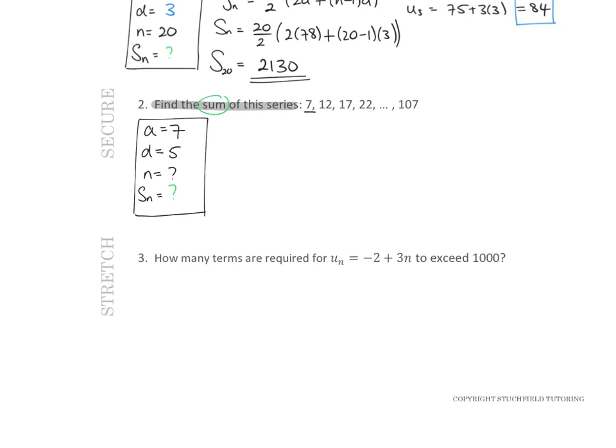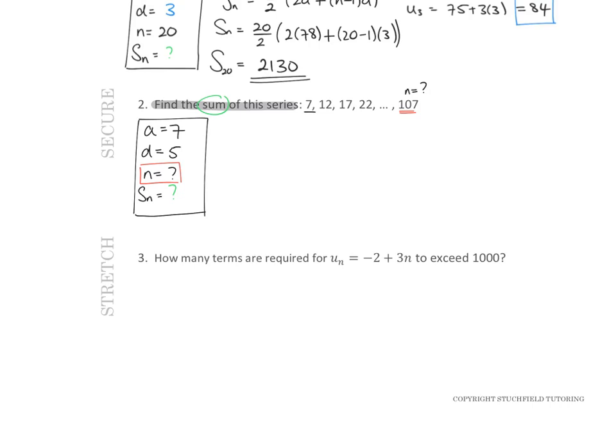So what that means is the first thing I actually need to do is find the number of terms. And I'm going to have to find that for both formulas that I can use. I've got the last term here, so I could use my second formula, which we'll come to in a moment, but we still need to find the number of terms. Now, what this means is trying to work out what n is for that final term.